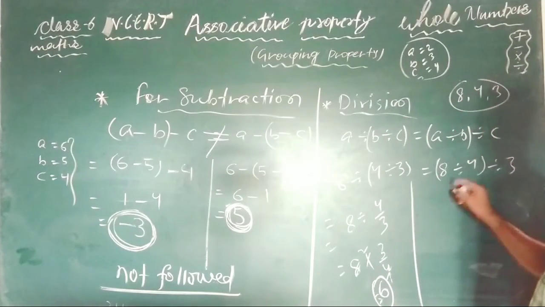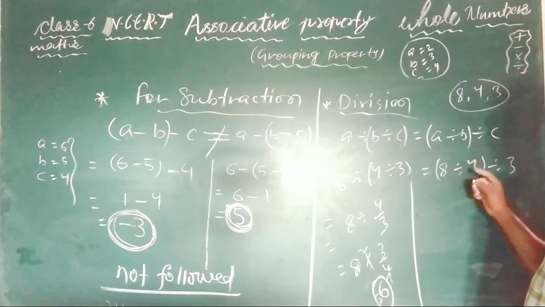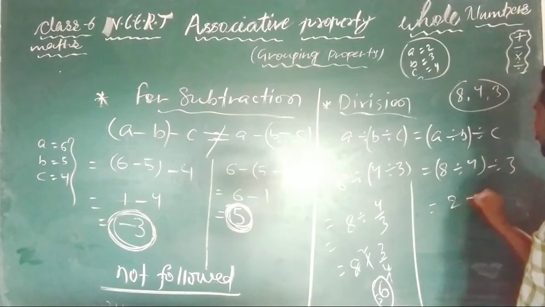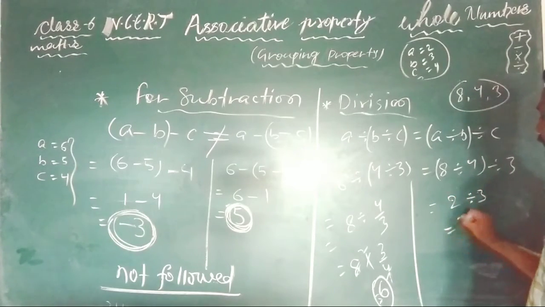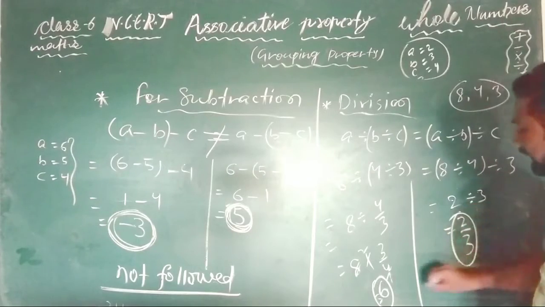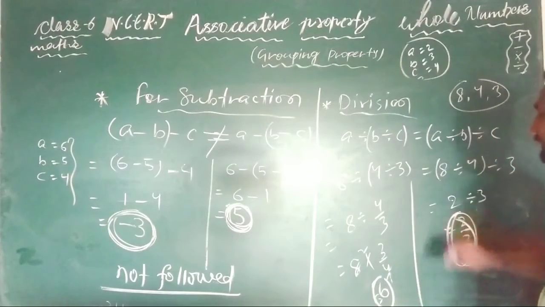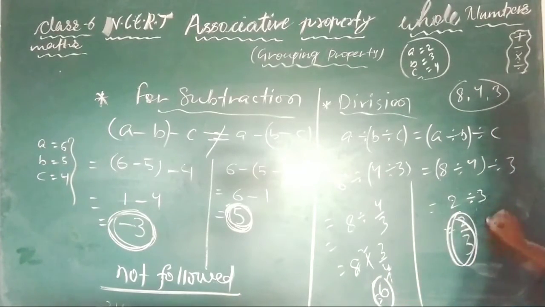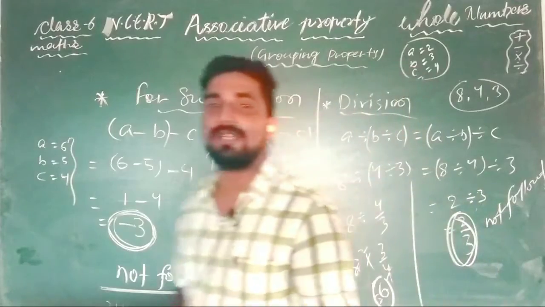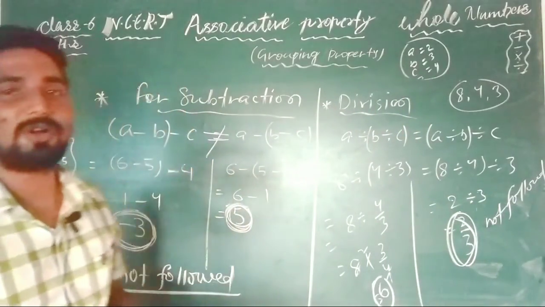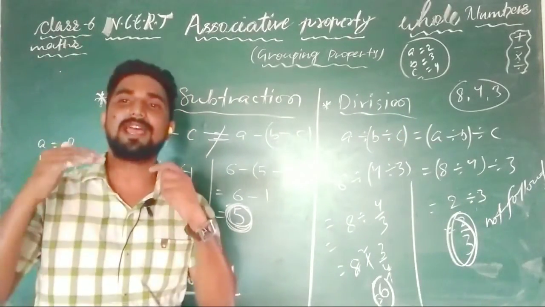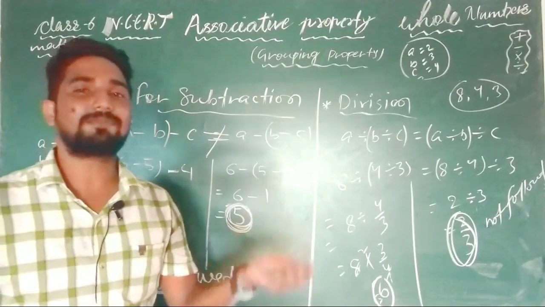Here you solve the first bracket: 8 divided by 4, that is 2, and 2 divided by 3, that can be written as 2 by 3. So you check the answer: this is 6 and this is 2 by 3, it has not come equal, so it is called not followed. So you have seen that for subtraction and for division this property is not followed. For addition, as usual, all the properties are followed.